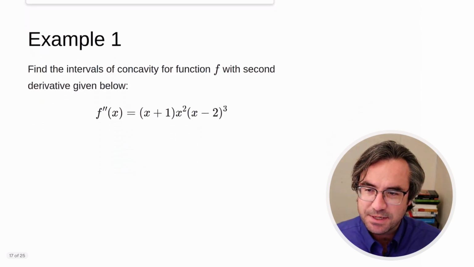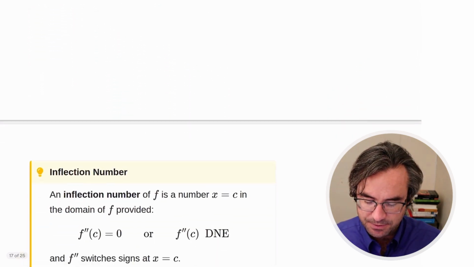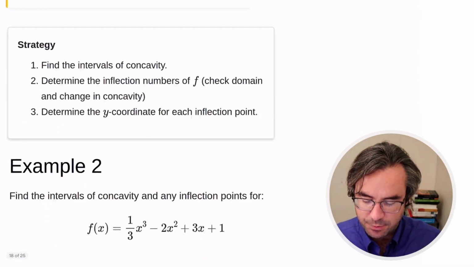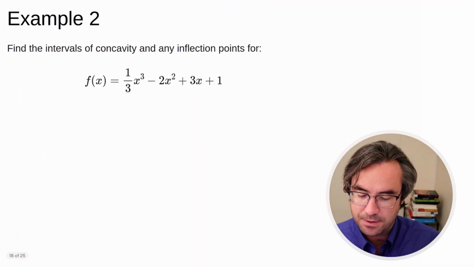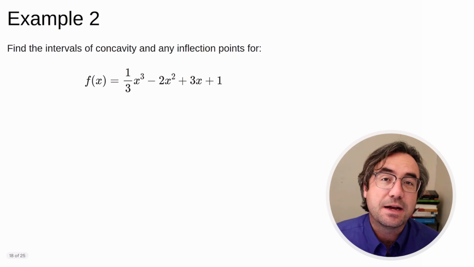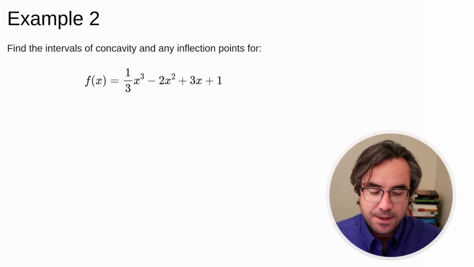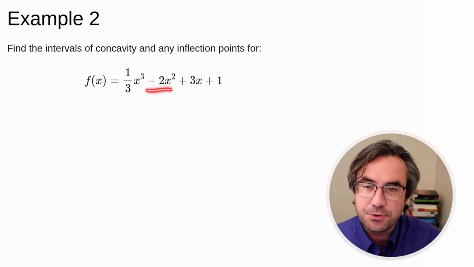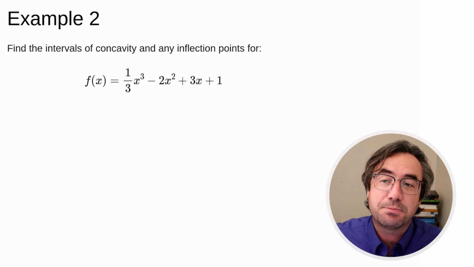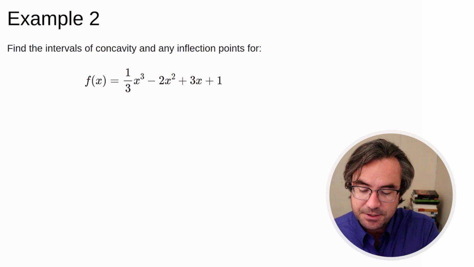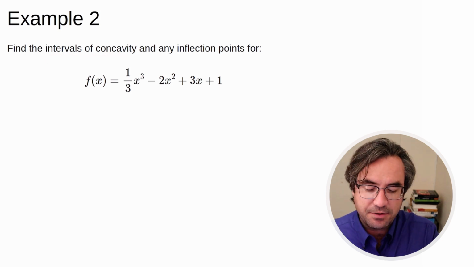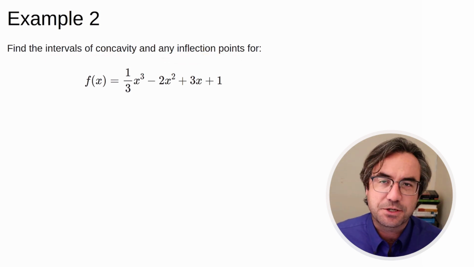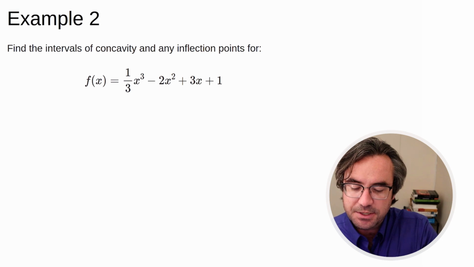So let's save example 1. I'll save that one for class. Let's jump down to example 2. Let's find the intervals of concavity for this function. The function here is 1/3 x cubed minus 2x squared plus 3x plus 1. We're going to find the intervals of concavity. We'll come back and talk about the inflection points in a second. But let's go through and find the intervals of concavity.